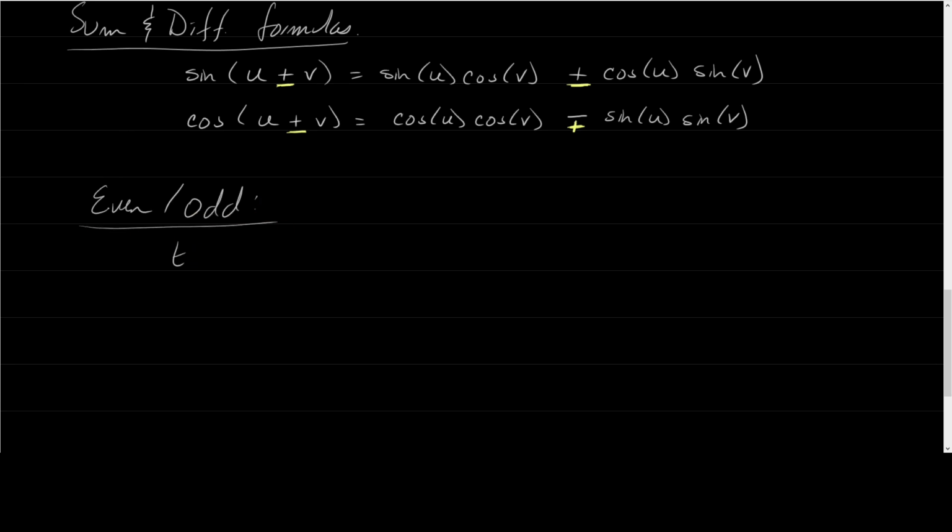Well, turns out there's only two even functions for the trig functions. They are cosine theta and its reciprocal, secant theta. The rest are odd functions.